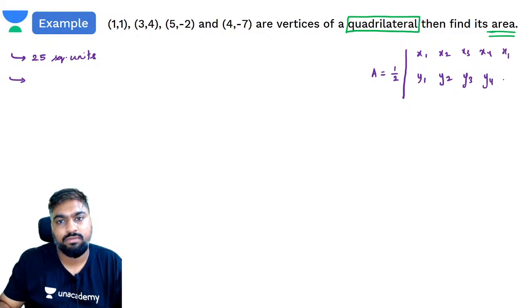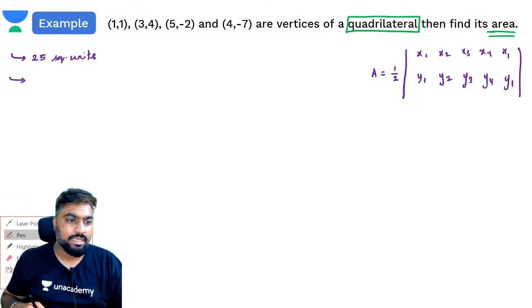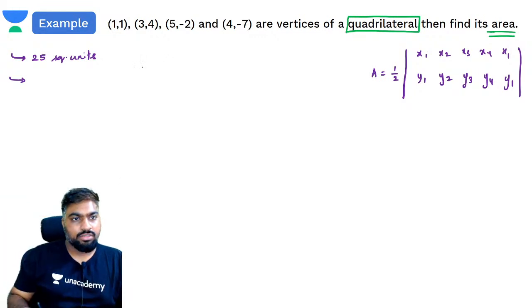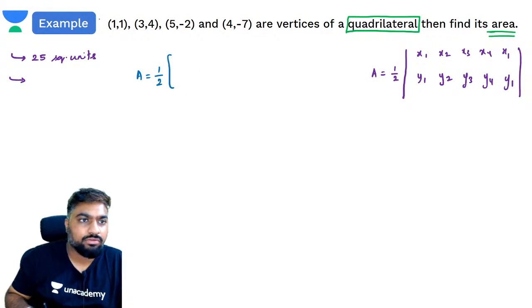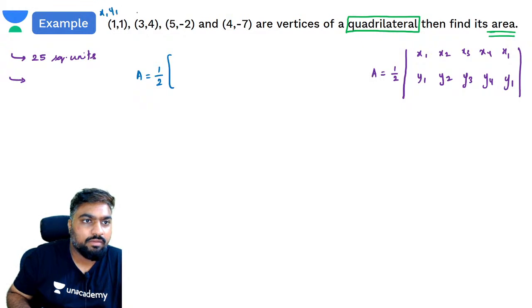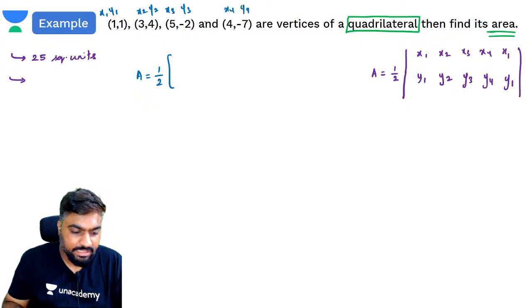x5 is nothing but x1. So x1 y1 again. Yes, इसका determinant निकालना आपको. That's it. So what will it be? Area will be equal to half of x1 y2. तो x1 y1 x2 y2 x3 y3 x4 y4. 15. Shreyashi says 15.